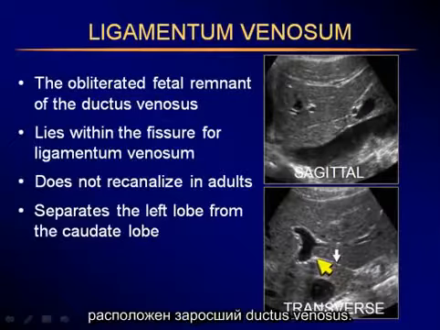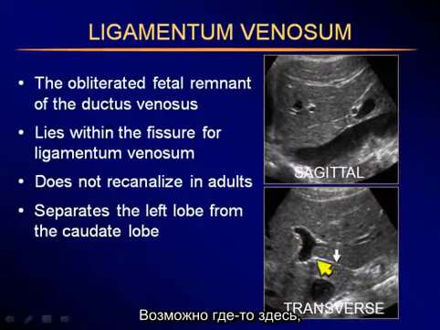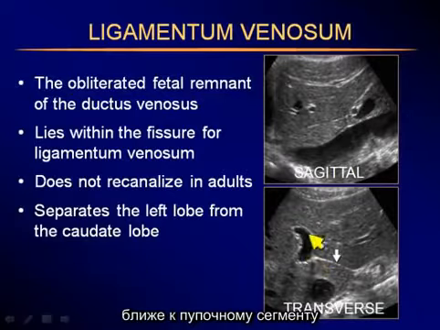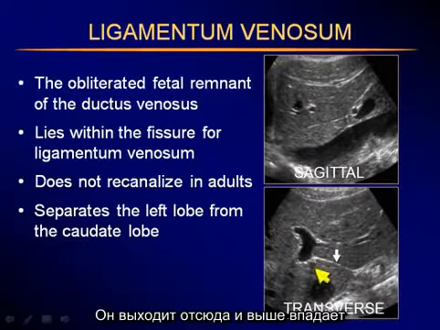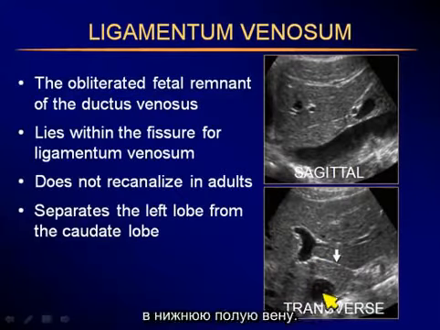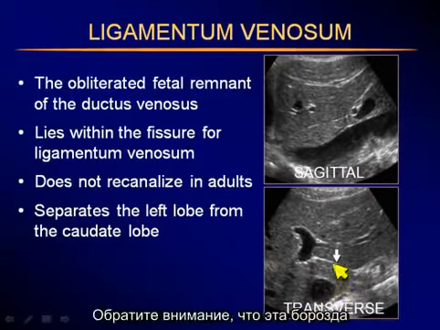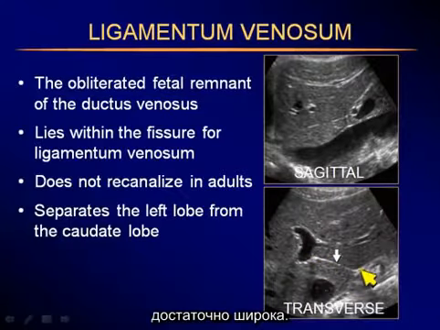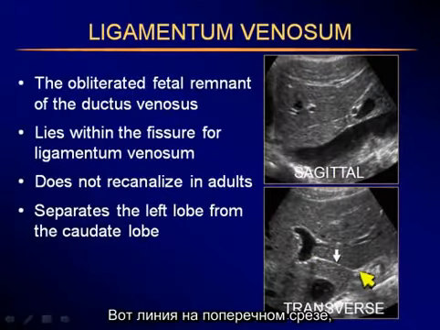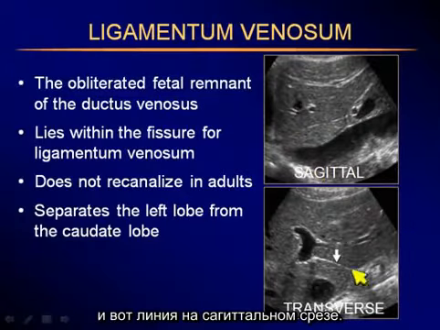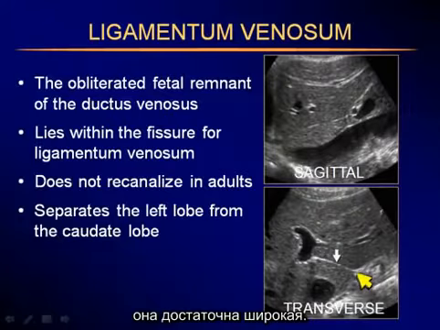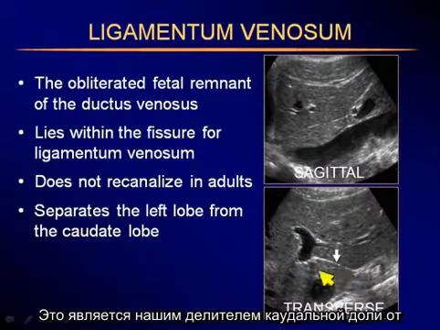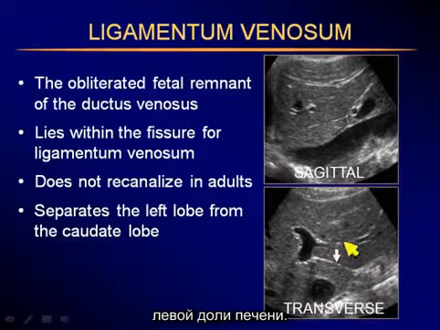I don't know where the collapsed ductus venosus is, probably closer here to the umbilical segment of the portal vein. So it would have come out, and on higher sections it will enter the inferior vena cava. Notice that that fissure is a broad plane. It's a line on transverse, it's a line on sagittal, so it is not a linear kind of fissure, but rather fairly broad. And that is our divider for the caudate lobe from the left lobe of the liver.